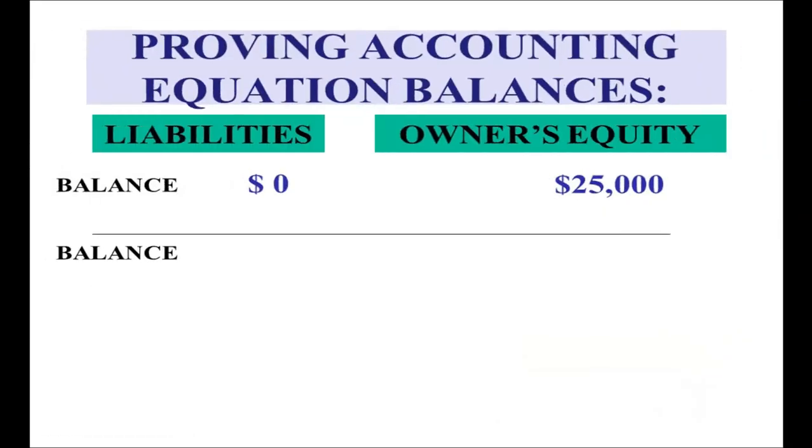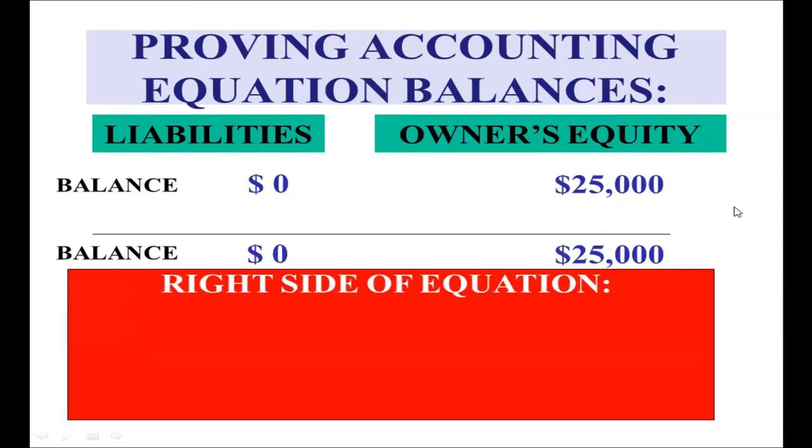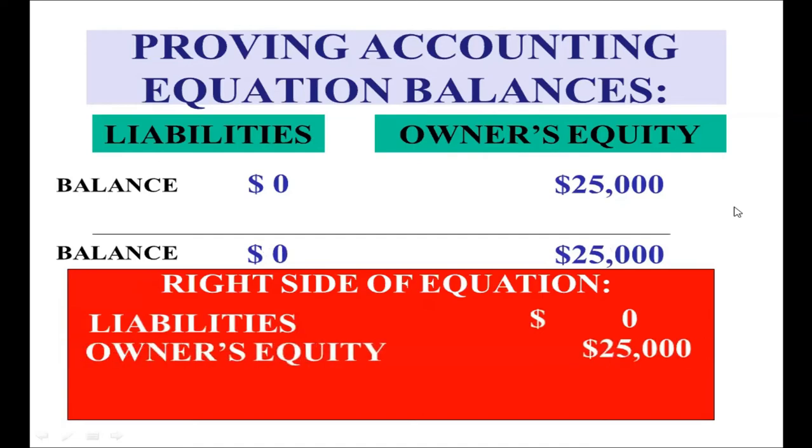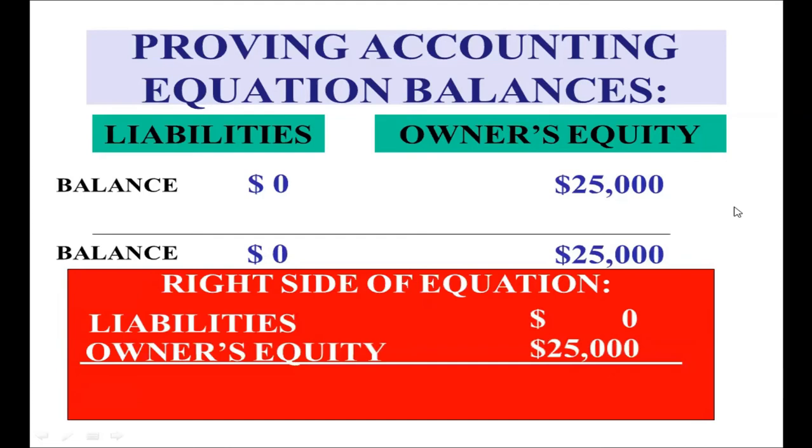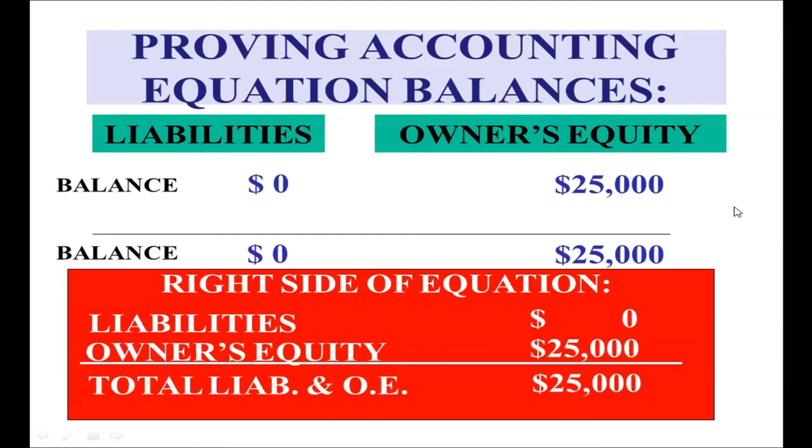Proving that the accounting equation still balances, let's have a look at our liabilities and owner's equity. Nothing happened with liabilities. Nothing happened with our owner's equity. So on the right side of the equation, liabilities are still 0, and our owner's equity still remains 25,000.